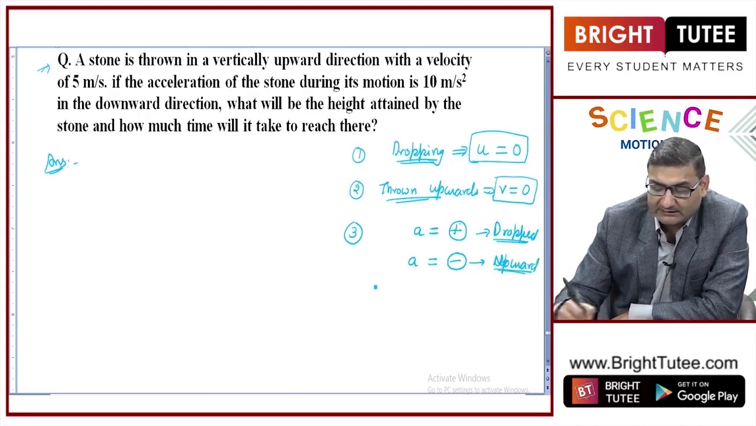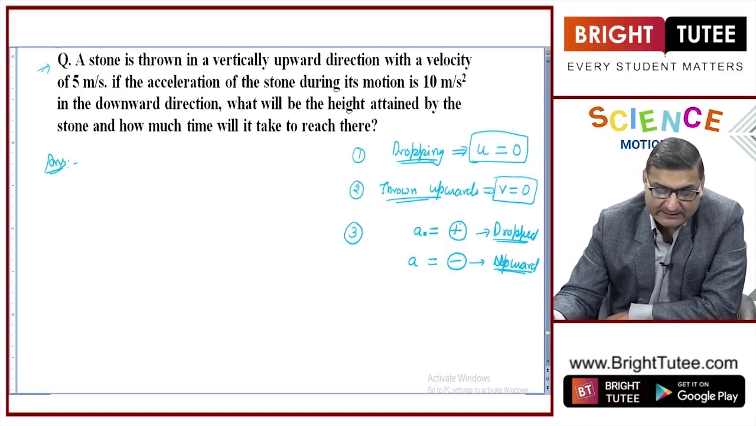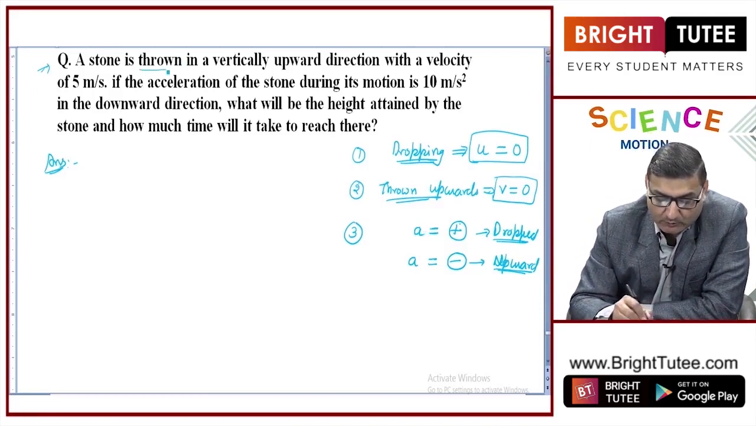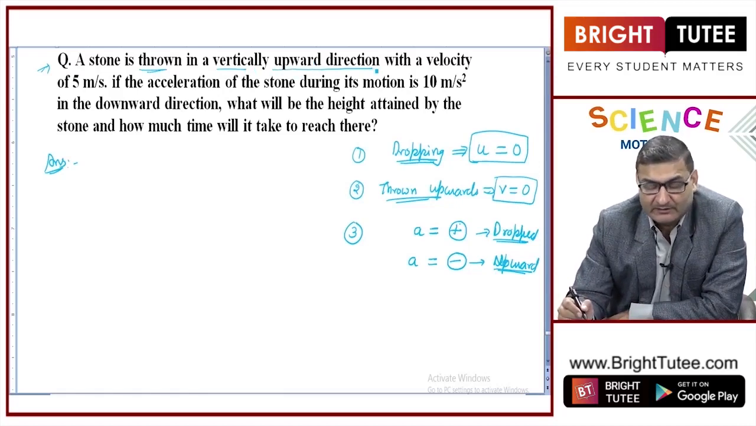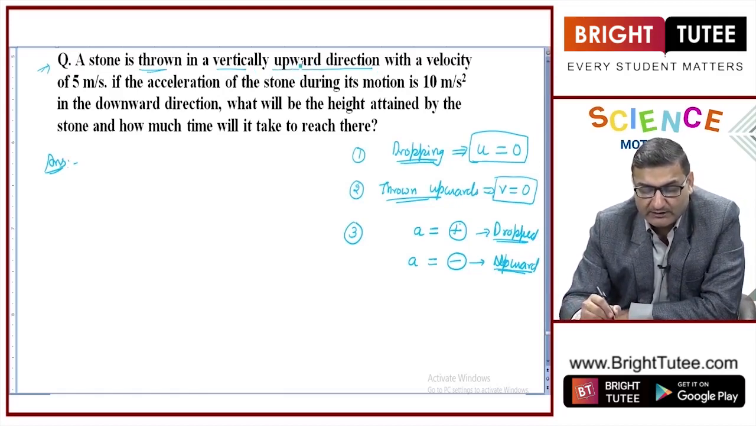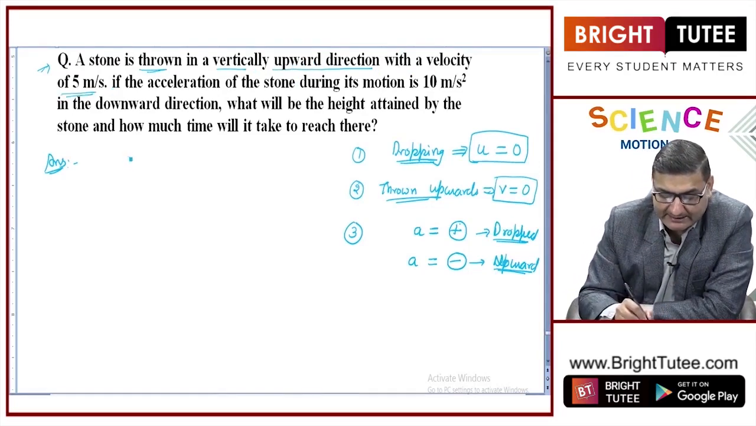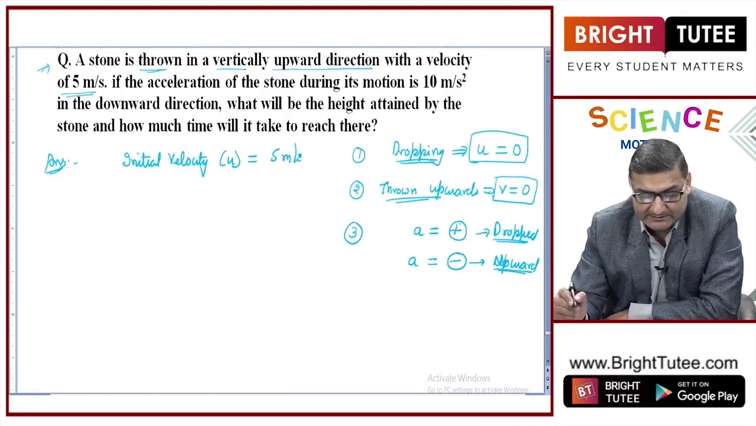So, these are the three things you need to remember. Fine. Let us see now what exactly our actual question was. A stone is thrown in a vertically upward direction with a velocity of 5 meter per second. So, this is the initial velocity of the stone with which it is thrown upward. Initial velocity is given to us to be 5 meter per second.